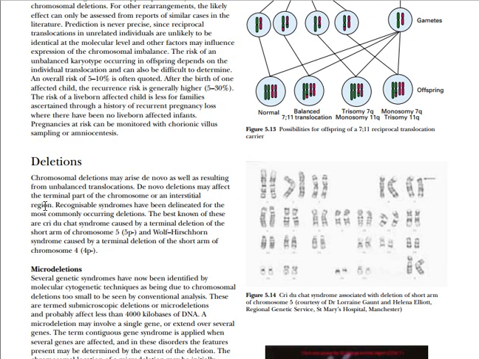Is it clear? So we have now the diseases which have deletions. We have Cri-du-chat syndrome. In Cri-du-chat syndrome, you have a terminal deletion of the short arm of chromosome 5.